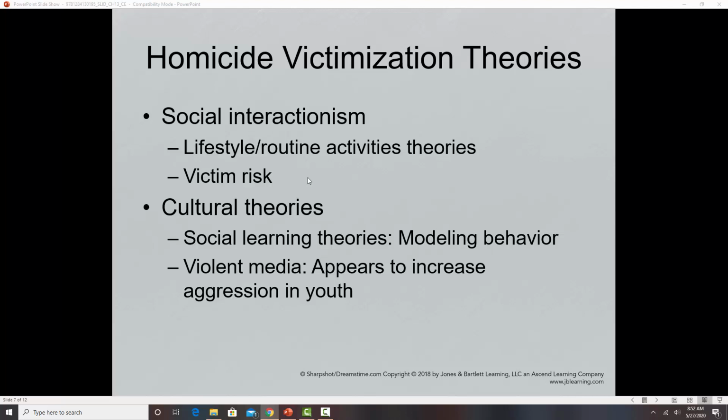Cultural theories look at how culture influences people. Social learning theory, again, that's based on the work of Albert Bandura that suggests people model behaviors. So this is suggesting that in some subcultures here in the United States, some neighborhoods, homicide is modeled maybe with gangs, or that it's kind of a norm in a particular neighborhood. And then there are theories that suggest by watching violent media that increases aggression, particularly in young people, and then that might contribute to engaging in homicide.